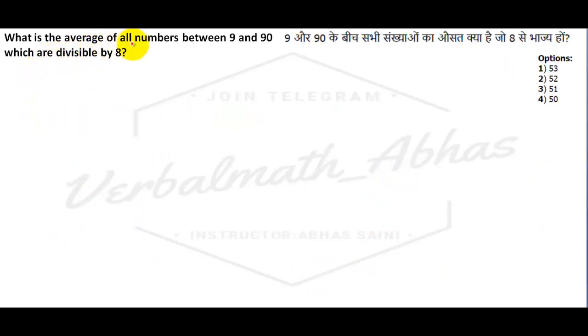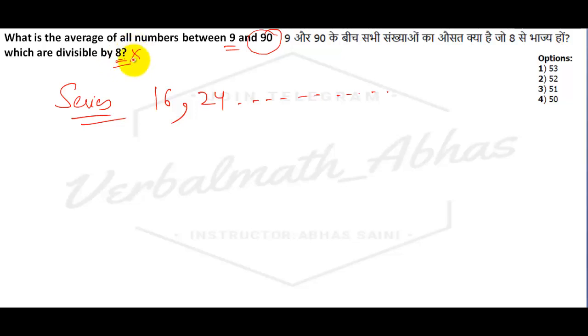Now, what is the average of all numbers between 9 and 90 which are divisible by 8? It means I have to make a series first of all. The first number greater than 9 and divisible by 8 is only 16. Next number is 24, like this. And the last number, 8 times 10 plus 8, is 88. So you have the series and you have to calculate the average.